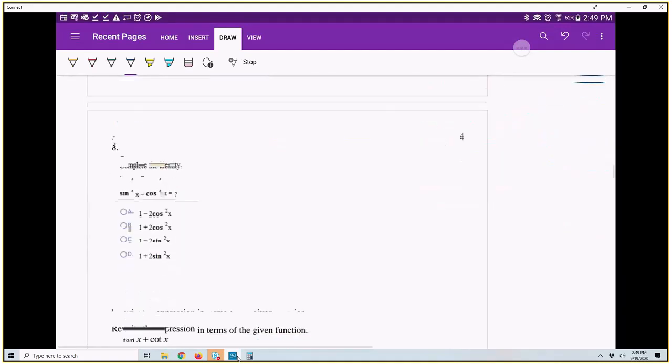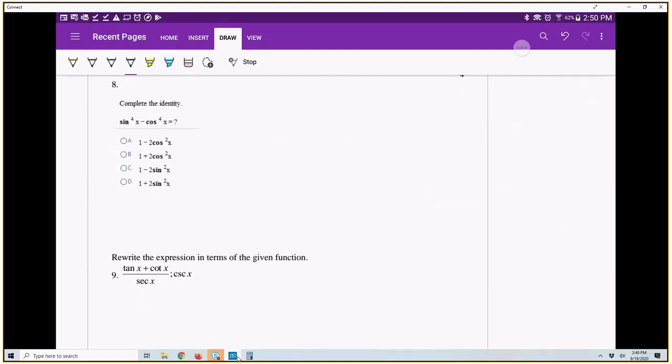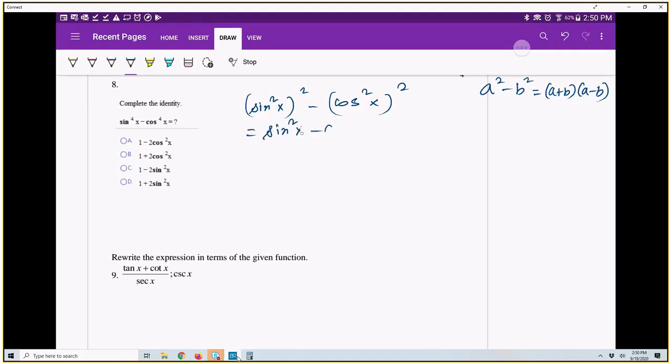Similar problem in number 8. I want to find out sine to the power 4 minus cosine to the power 4. So we have done a similar problem. So first you have to write it as sine squared x squared minus cosine squared x squared. Then remind yourself the factoring of a squared minus b squared being a plus b times a minus b. So I get to say this is sine squared x minus cosine squared x times sine squared x plus cosine squared x. The second part is 1, so I get sine squared x minus cosine squared x times 1.